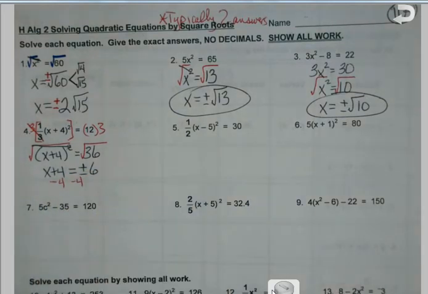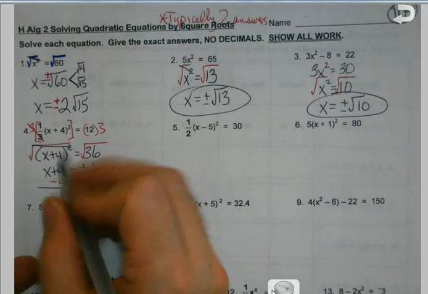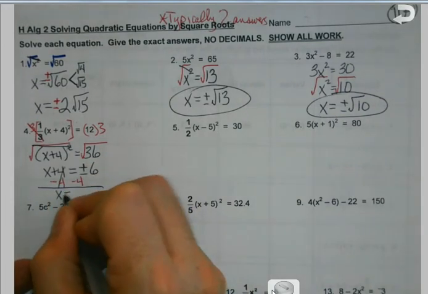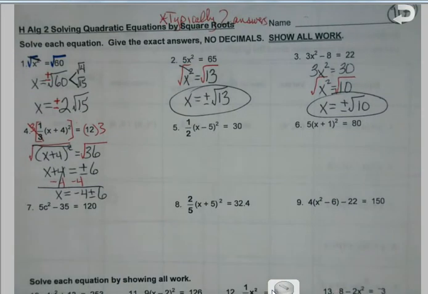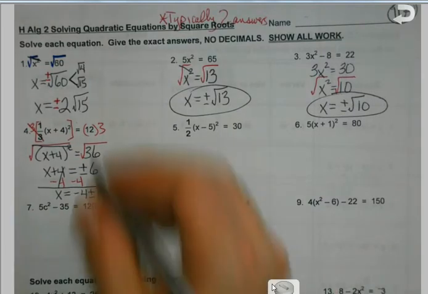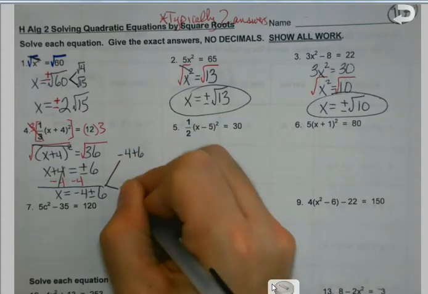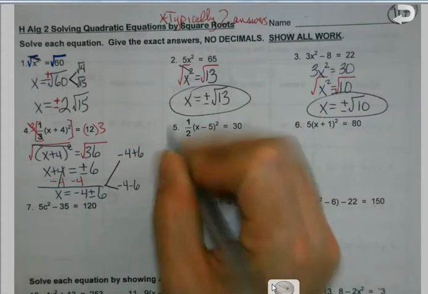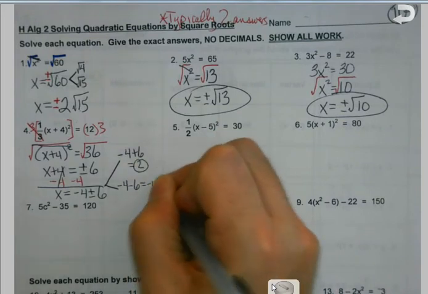Because when I move that 4 over, when I subtract it, do I just subtract it from the 6? No, that plus minus kinda blocks me from doing that. So here's what we're gonna do. I get negative 4 plus or minus 6. Now, whenever we can simplify in math, we know we need to. So I'm not just gonna leave it. I'm literally gonna break it up and say, okay, I got negative 4 plus 6, I got negative 4 minus 6, and I'm actually going to solve both of those.